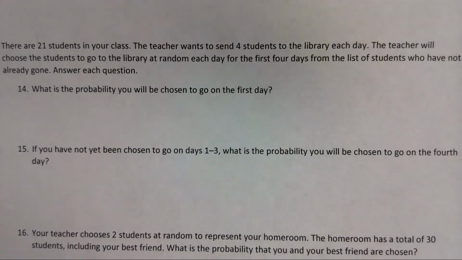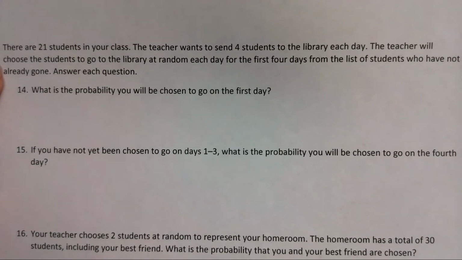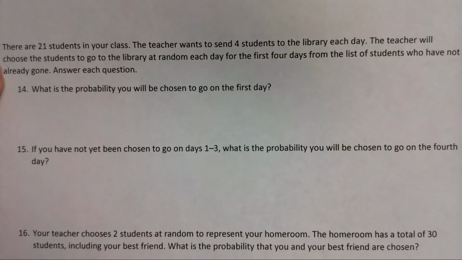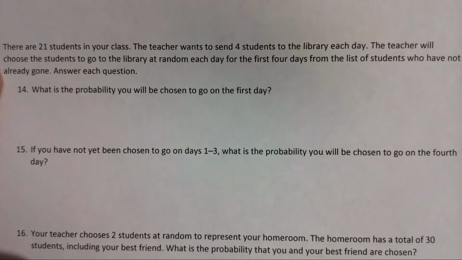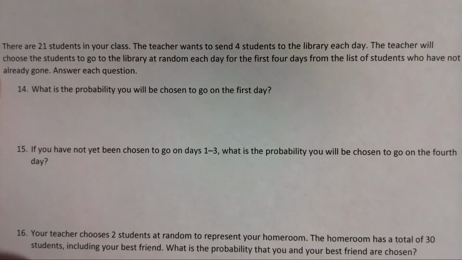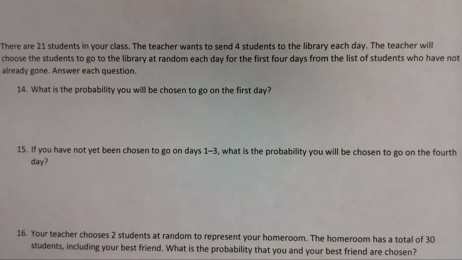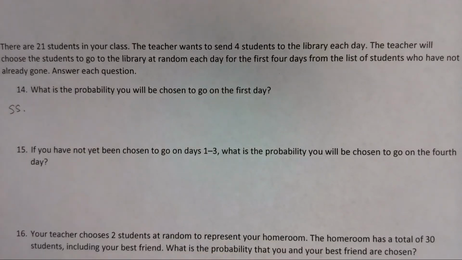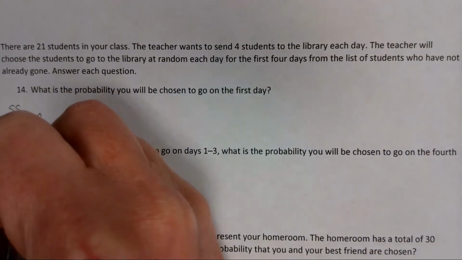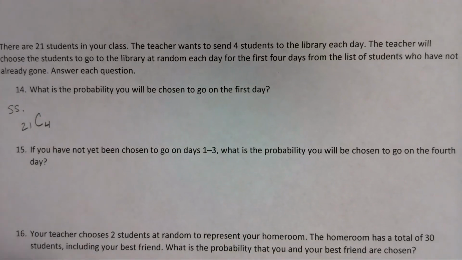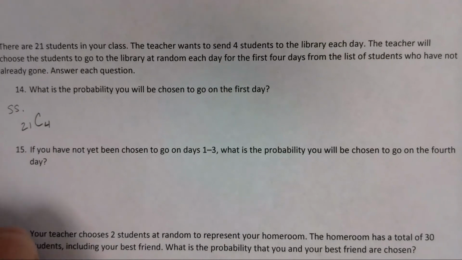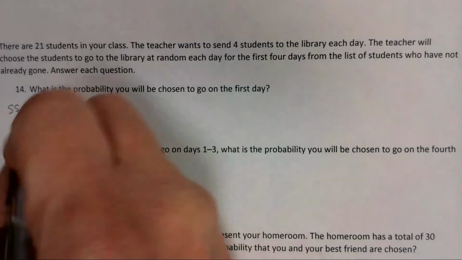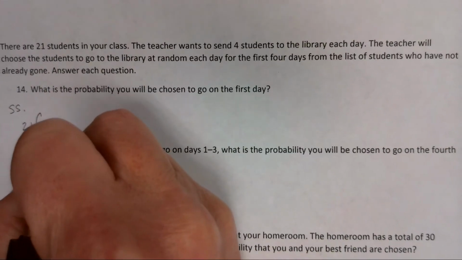All right, and then here's a two-part question. If there are 21 students in your class and the teacher wants to send 4 students to the library each day, the teacher will choose the students to go to the library at random each day for the first 4 days from the list who have not gone already. So we're looking for the probability that you will be chosen to go on the first day. So my sample space is going to be the total number of students, and I'm choosing 4 of them. So 21 choose 4 is 5,985. That's going to be my denominator.